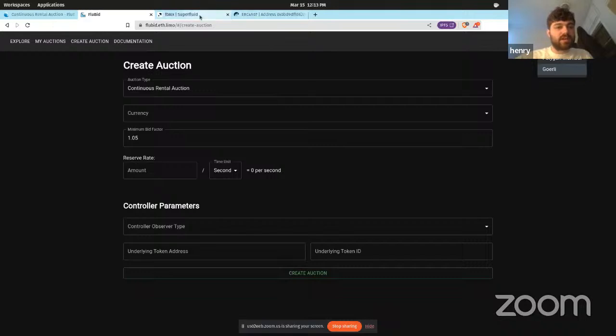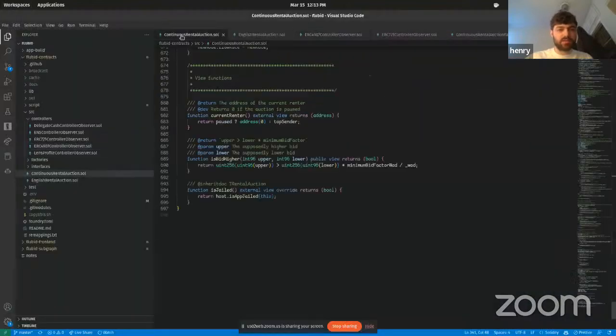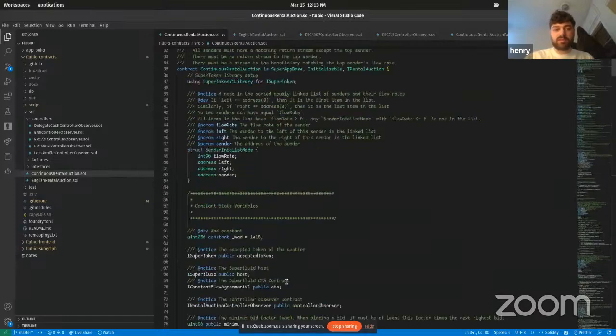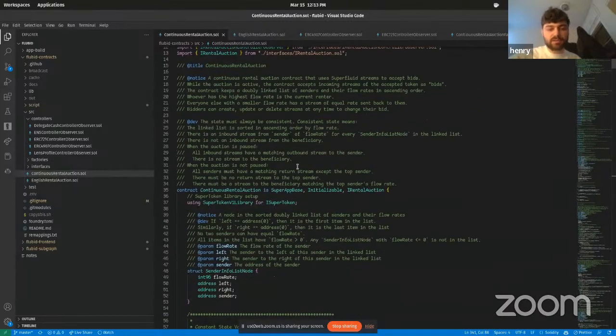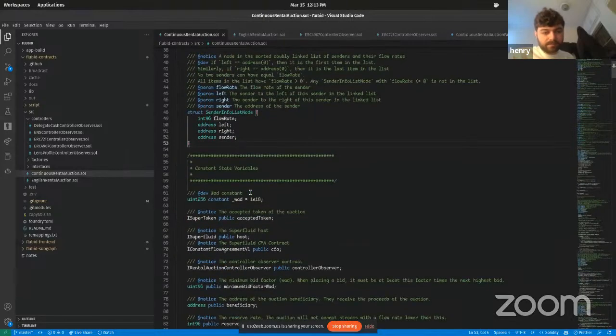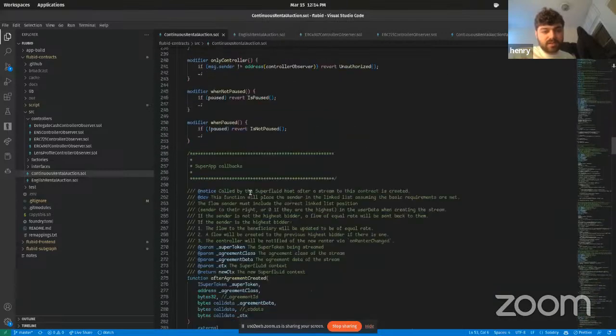If I have time to check out the code a little bit, I'll do that. So here's the continuous rental auction. It's a super app, so it can react to streams and stuff. Here's the linked list struct here. It's a doubly linked list. Constants, non-constants, bunch of stuff.